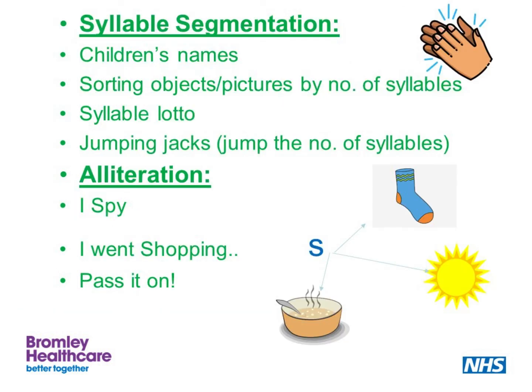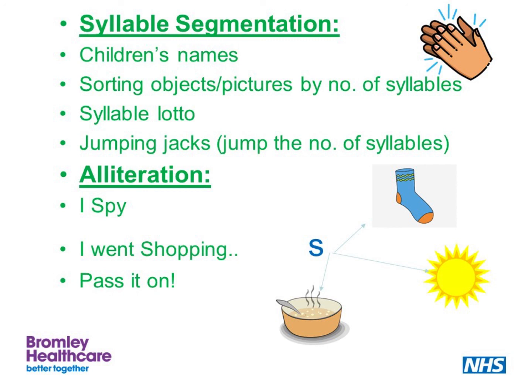To practice segmenting syllables or splitting words up into syllables, which is another important skill for helping children learn to write and read words, you could clap out the number of syllables in your child's name or other children in the group or family members. You could have a bag of objects and ask the child to sort them according to the number of syllables. You could make a syllable lotto or ask the child to do some star jumps to mark the number of syllables in a particular word.